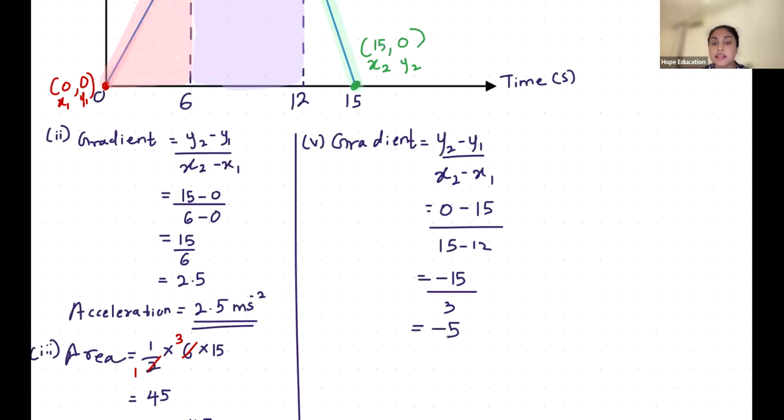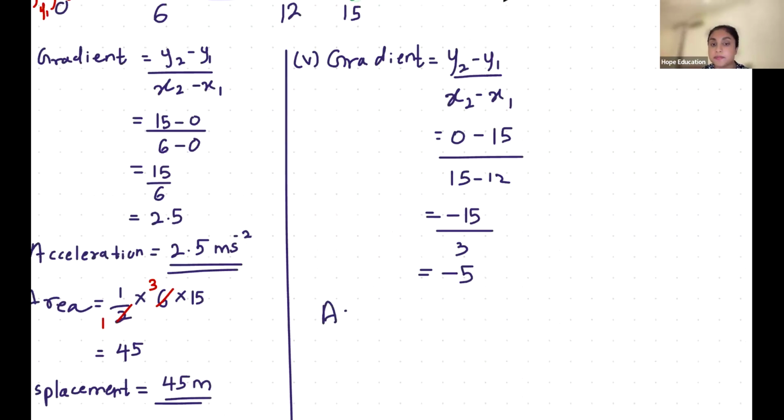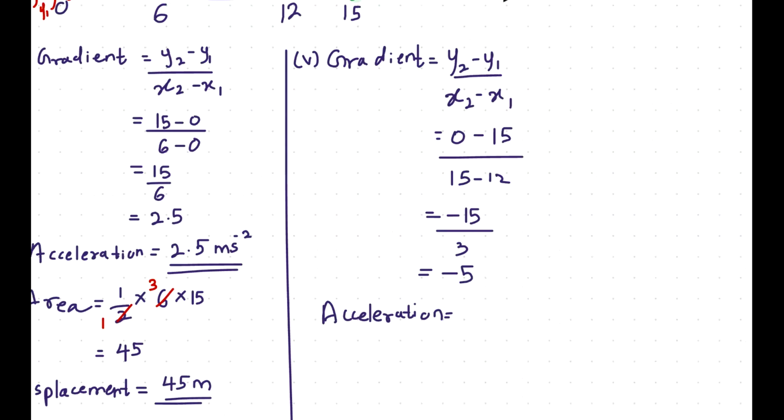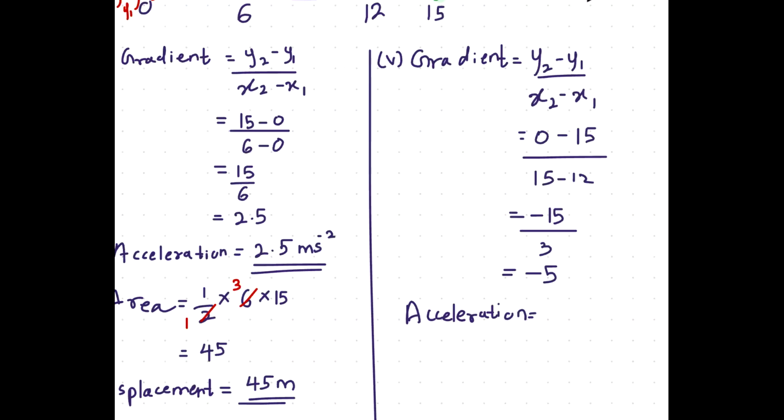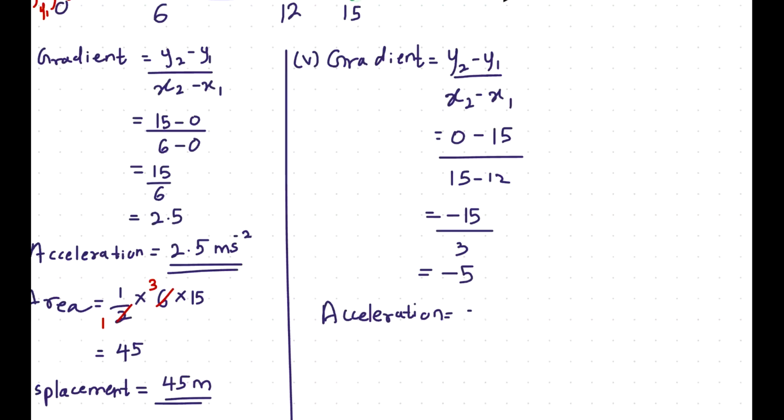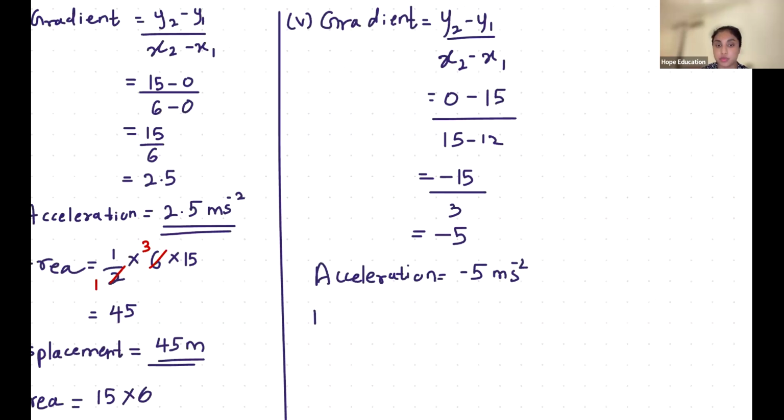Okay, now what is the acceleration here, Lamai? What is the acceleration here? Minus 5 ms minus 2. Then what is the deceleration here? 5 ms minus 2. Yeah, removing the minus, we write 5 ms minus 2.